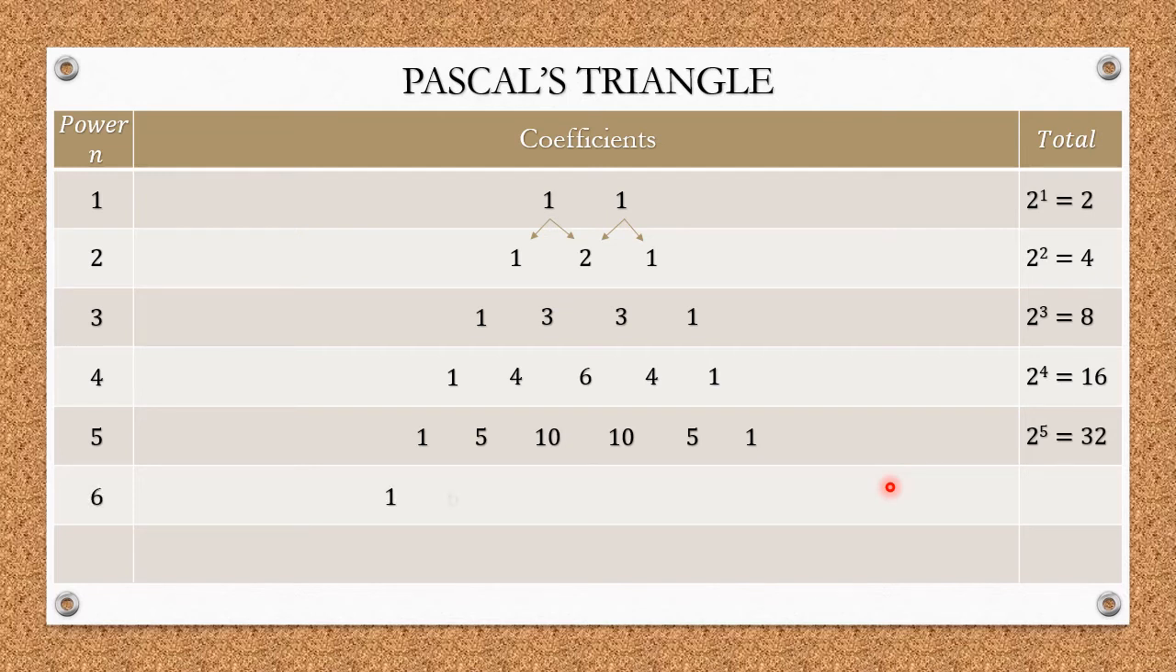Next, raised to 6: diagonal 1, 1 plus 5, 6, 5 plus 10, 15, 10 plus 10, 20, 10 plus 5, 15, 5 plus 1, 6, and then again 1. So now these are the coefficient values for the power 6. And when you make a total of all these coefficients, you will get the answer 2 raised to 6, that is 64.